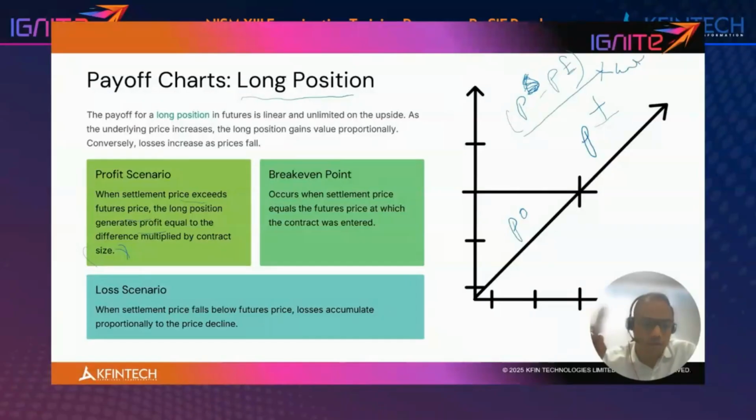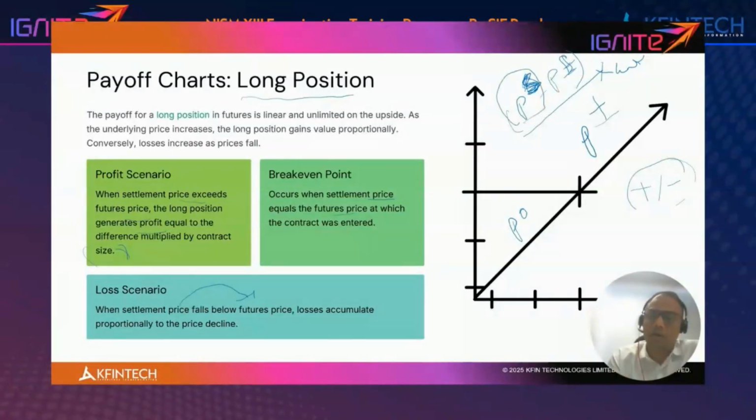PF is the futures price. So when settlement price exceeds the futures price, you make a profit. Break even point, that means there is no profit, no loss when the settlement price equals to the future price. Obvious, if your settlement price is equal to the future price, you are neither making any profit, neither you're making any loss. When the settlement price falls below the future price, now suppose this PS goes below PF, then there is a loss. And how will the diagram look like? See, this is the profit scenario.